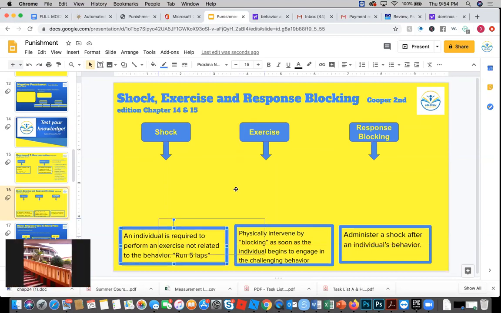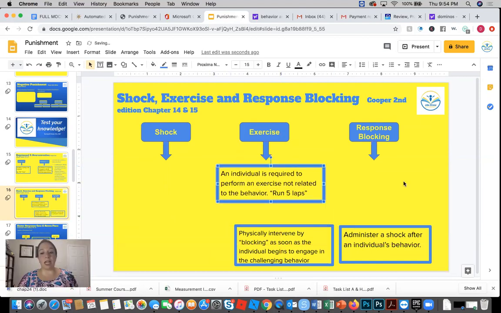Exercise. Yes. So if a karate teacher is working with a class and little Johnny is talking to the friend next to him and he says, hey, you're talking in my class, so you guys have to run 5 laps. That's exercise. That's a form of punishment. All right. Physically intervene by blocking as soon as the individual begins to engage in the challenging behavior.